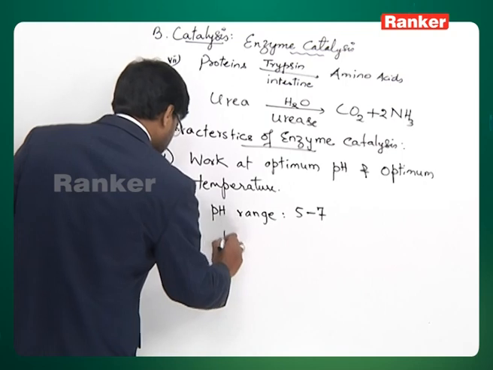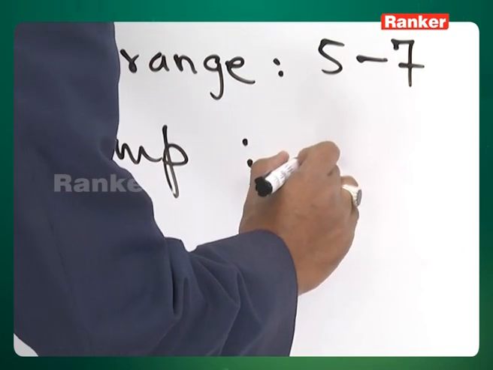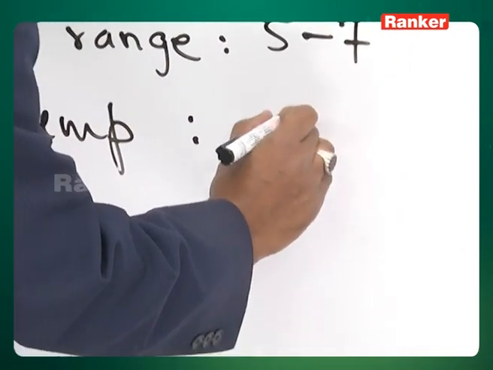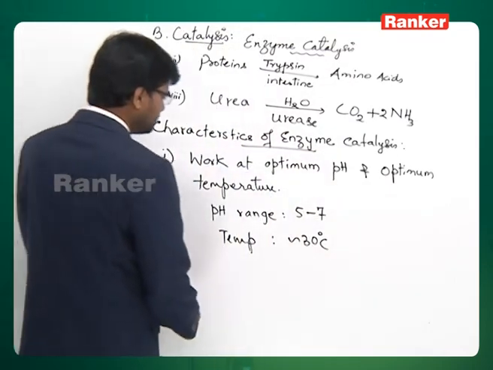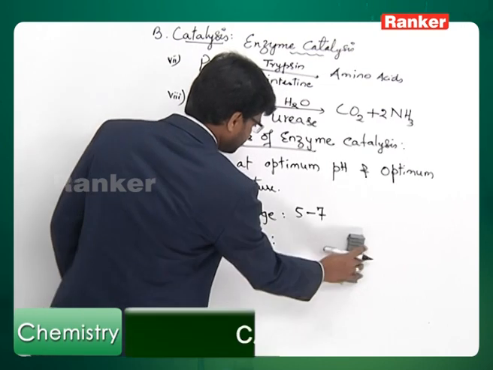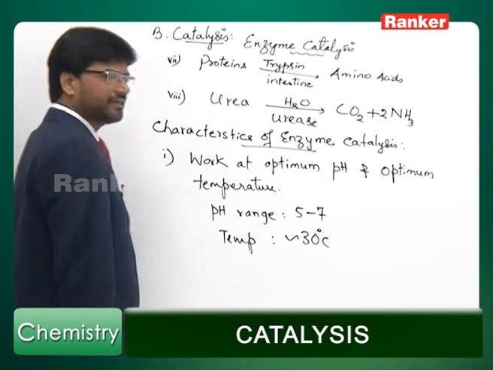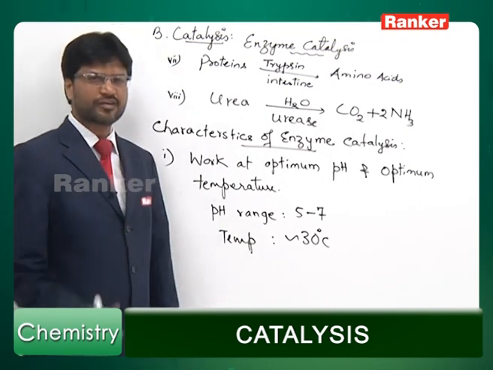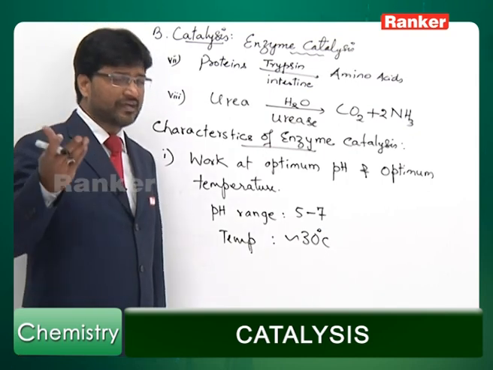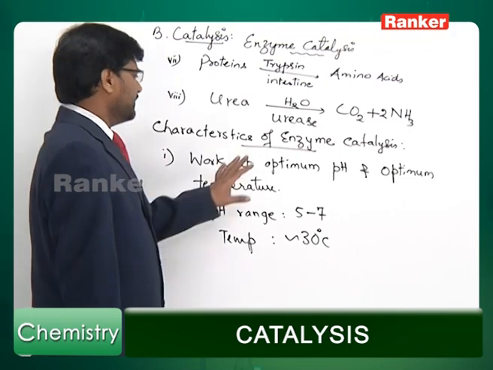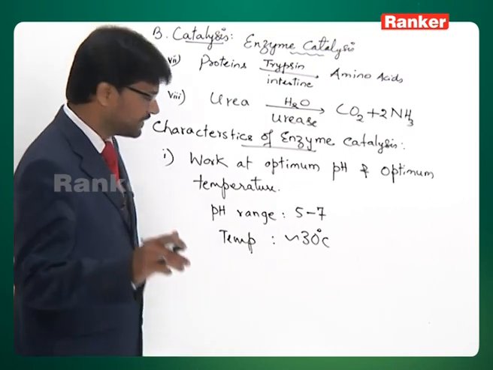And then temperature, optimum temperature should be around 30 degrees Celsius. This is the optimum temperature. So this is one important characteristic feature of enzymes. Enzymes work at optimum pH and optimum temperature. If the temperature is very high, then the enzymes lose their activity. Even if the pH is changed, if it is decreased or increased, then the activity of enzyme will decrease.